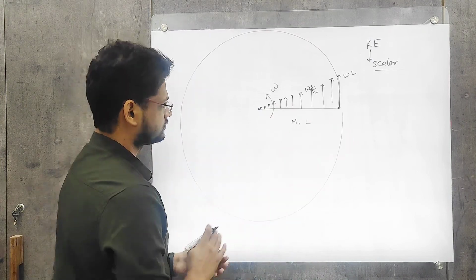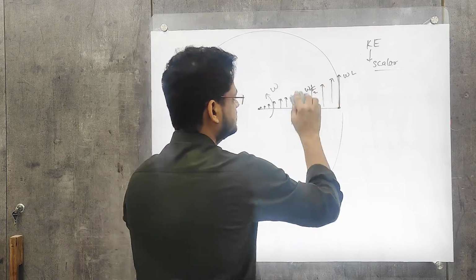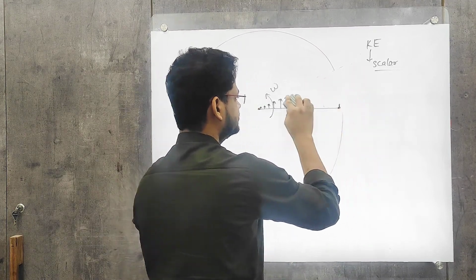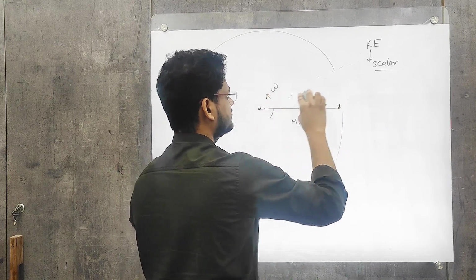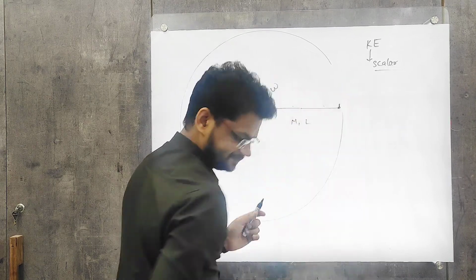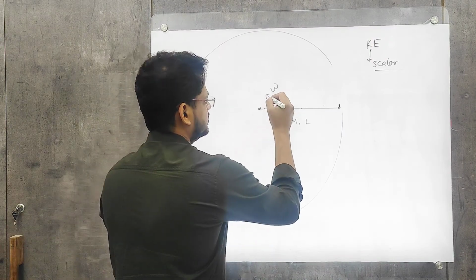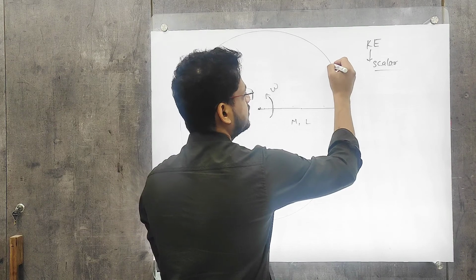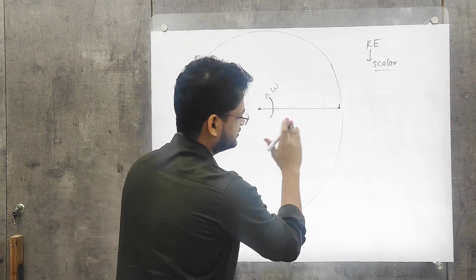Now I am rubbing these arrows which I just drew to show you the imagination. So let me rub this. Now this is anti-clockwise rotation with a speed of omega.